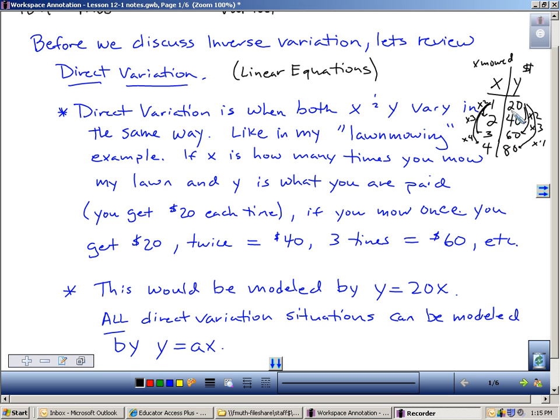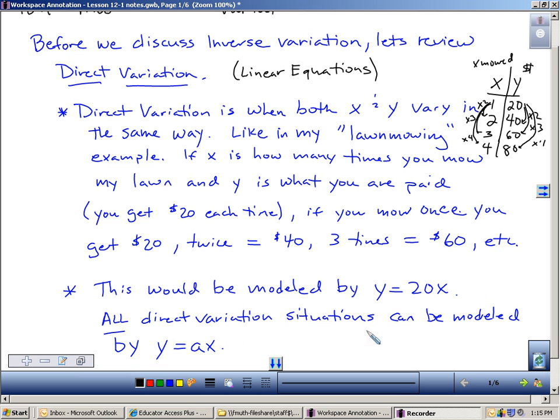Another way to look at it is, if I go up 1 for x, I add 20 for y. If I go up another 1 for x, I add 20 for y. This is a linear pattern. It's a direct variation pattern. The equation for this would be y equals 20x. Remember, we did that in section 10.8. When I go up 1 for x, I keep on going up 20 for y. So my slope is 20. I'm rising 20 for every run of 1, and my y-intercept would be 0. If I don't mow, I get no pay. My b value is 0 here.